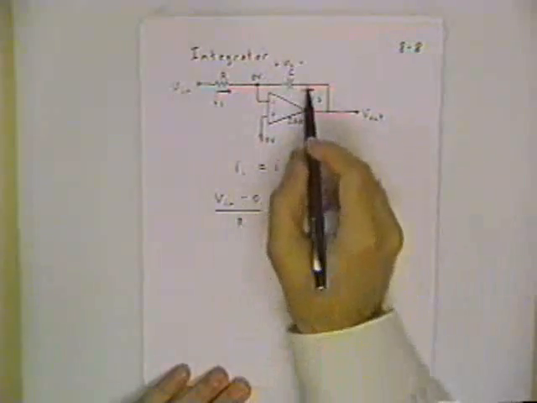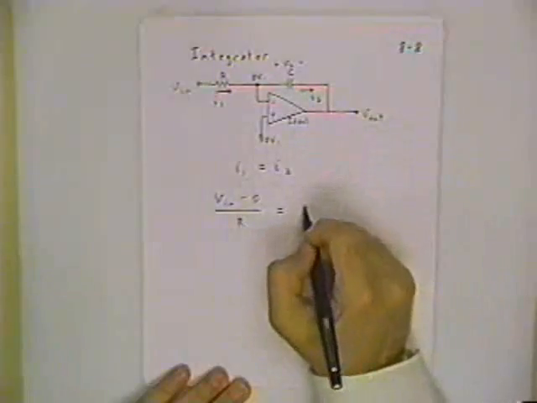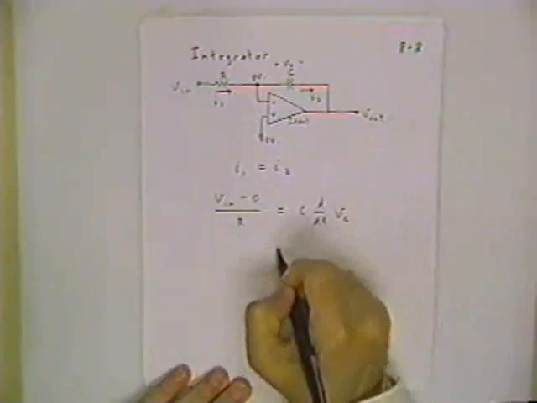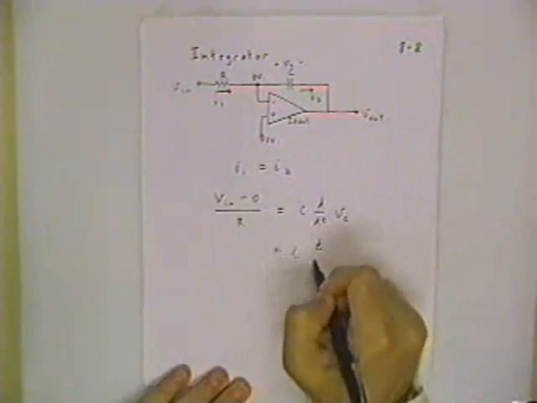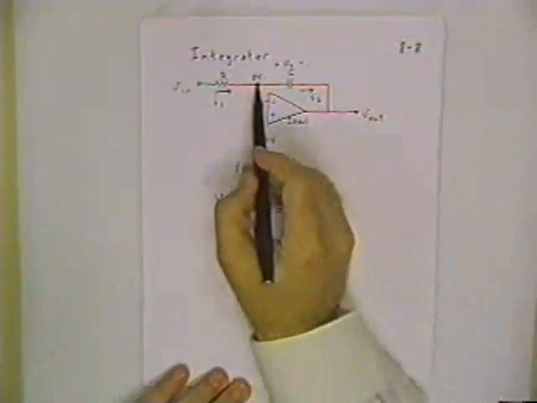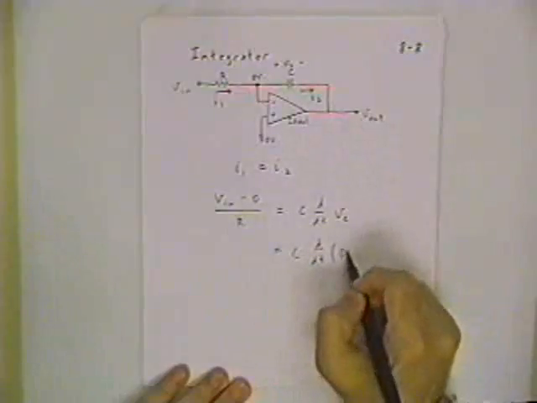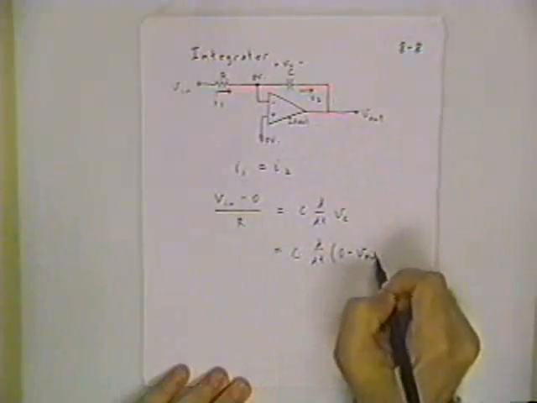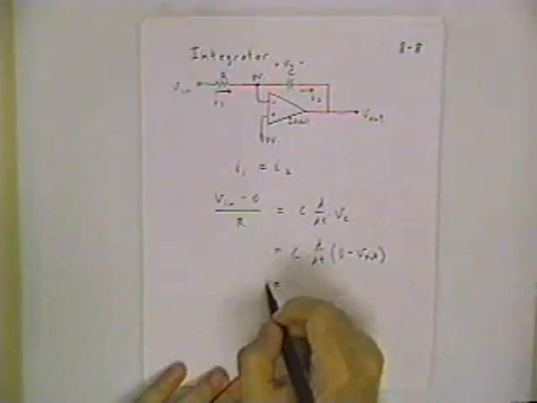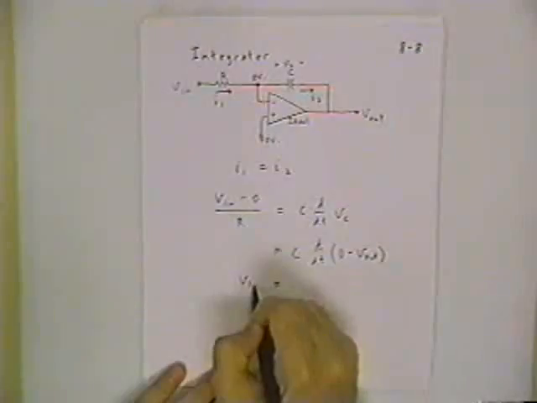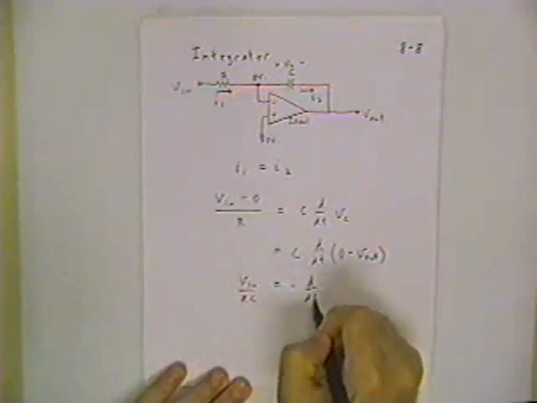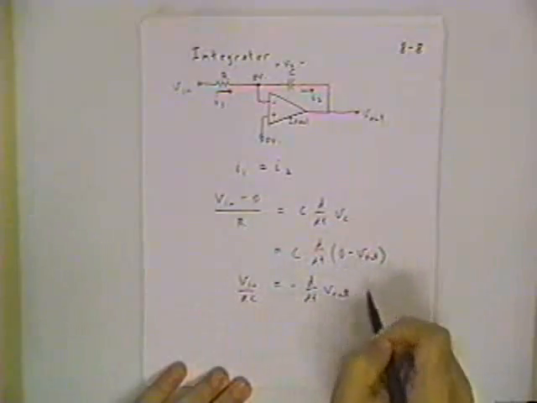So this polarity symbol allows us to write down C d/dt of V sub C. And it's very important to keep track of these minus signs because now V sub C in terms of node voltages is 0 minus V out. And so that tells us that we have Vn divided by R is equal to minus C times the time derivative of the output.